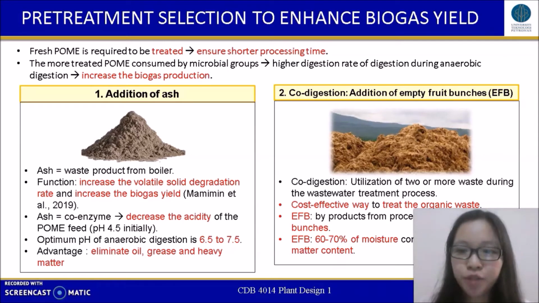Fresh foam is required to be treated before feeding to the reactor to ensure shorter processing time. Besides, when the treated foam is more readily consumed by microbial groups, a higher rate of digestion during anaerobic digestion can be achieved, which increases the biogas production. There are two ways to pre-treat the foam. The first one is the addition of ash.